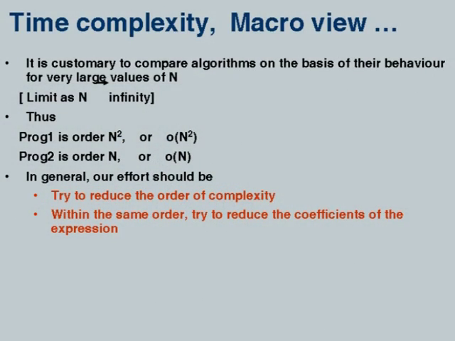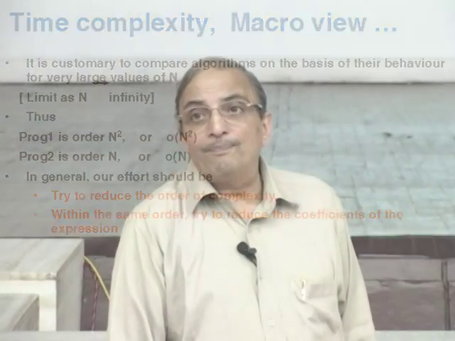So we conclude that in general, our effort while writing our program should be, A, design the algorithm such that it has minimum order of complexity in terms of the size of the problem n, and B, for the same complexity, if I have two algorithms, I should try to find the one which has smaller values for the coefficients of such an expression that we saw. So this is the bottom line. I would expect all of you to be conscious of this.